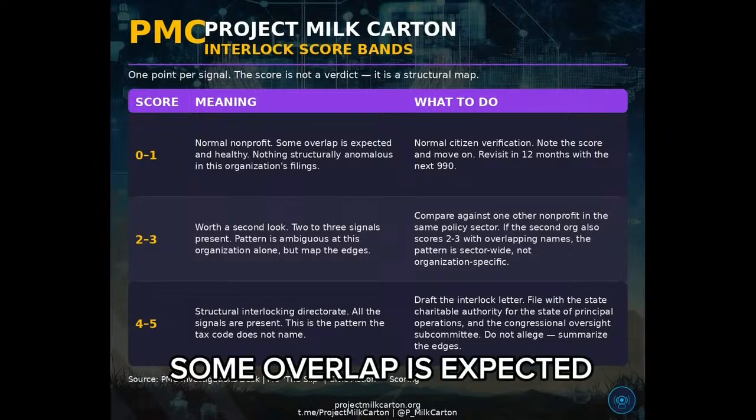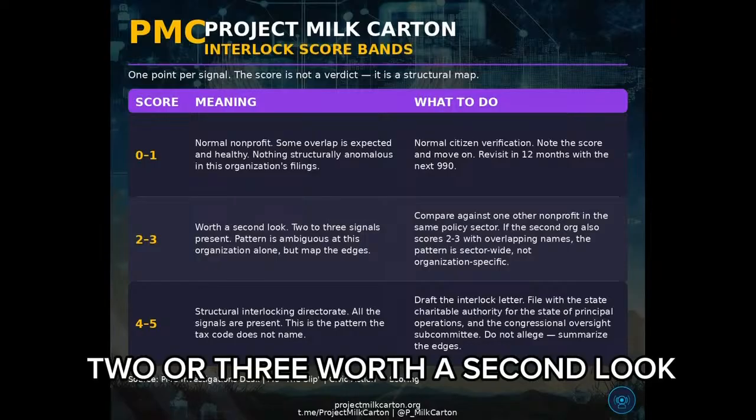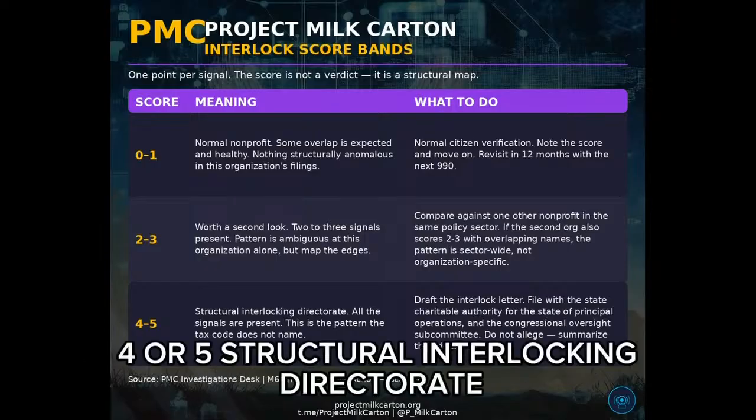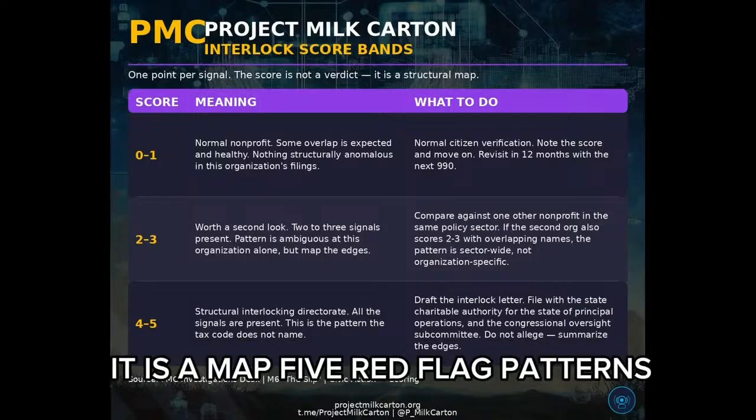0 or 1, normal nonprofit. Some overlap is expected. 2 or 3, worth a second look. 4 or 5, structural interlocking directorate. The score is not a verdict, it is a map.